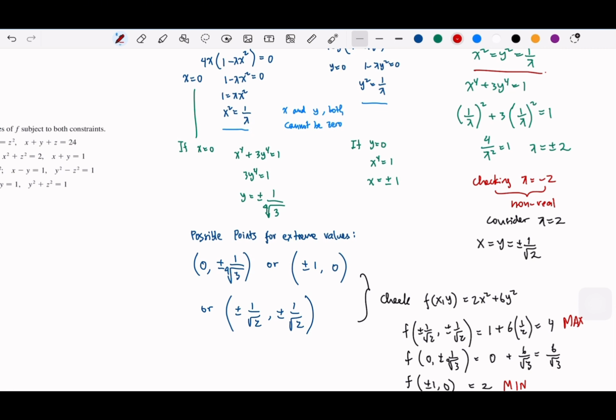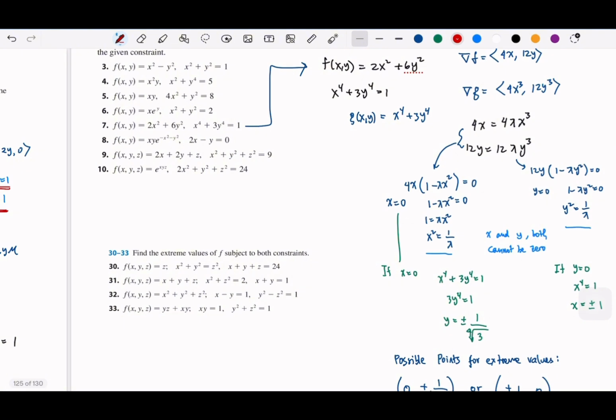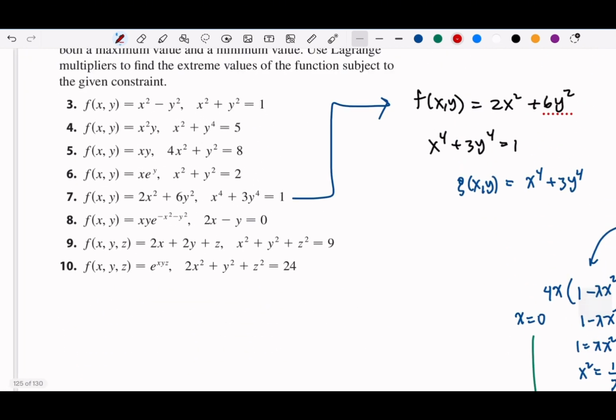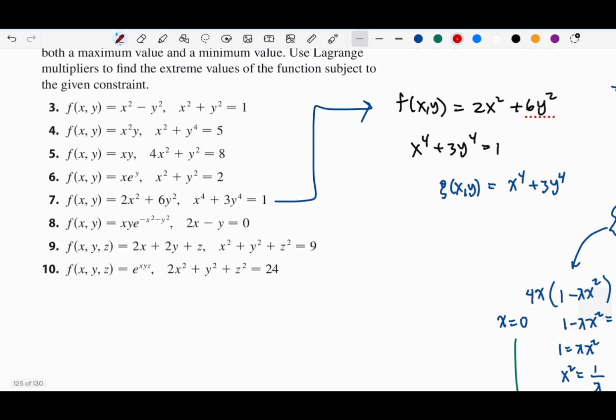Okay, one more example, and then we can continue. I would like to try this 30 to 33 for 2 constraints, but I think we need to recheck this again from number 3 to 10, because I still feel you are going nowhere. How about we try to reduce the complexity and try number 5? Okay, number 5.